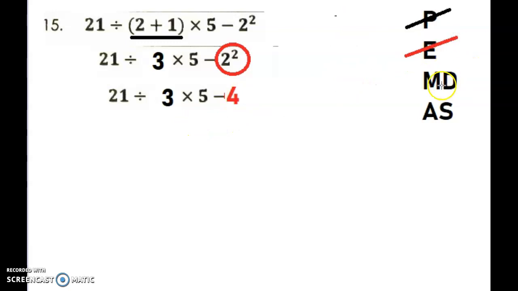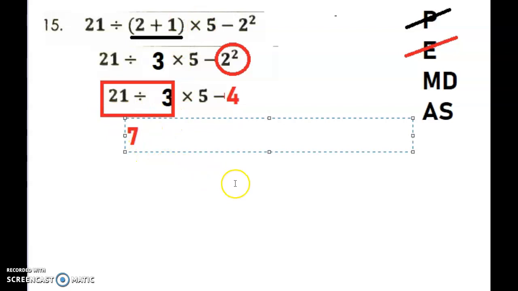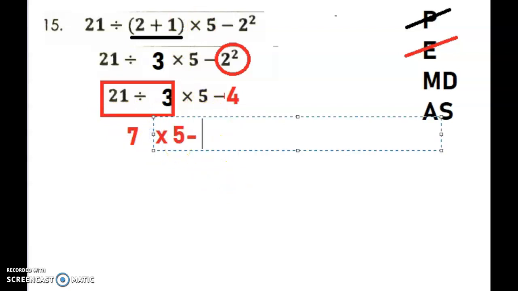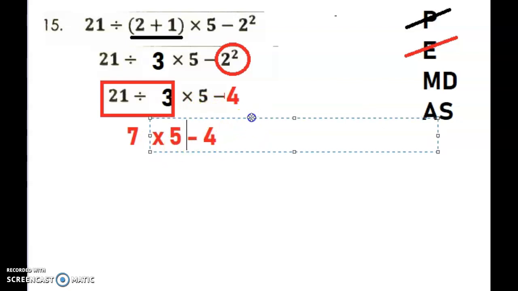And I'm going on to my next step, which is multiplication and division. Do I have multiplication and division? I have division here and multiplication here. So which one do I do first? Well, do I do multiplication because it's on the M? Or it's on the left, right here? No. I do whichever comes first, left to right. So this one comes first, doesn't it? So I'm going to do my 21 divided by 3 first, which we all know is 7. And then I'm going to bring the rest of my equation straight down. And this time I'll rewrite it for you guys. Okay. So 7 times 5 minus 4. That's what I'm bringing down.